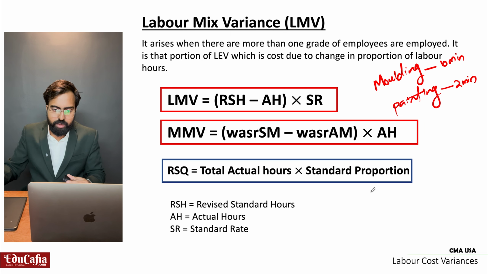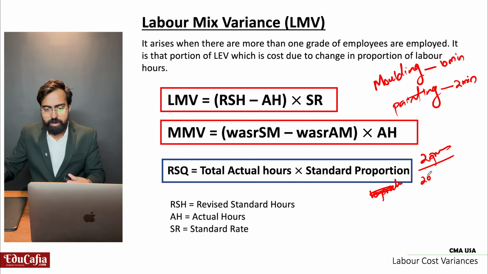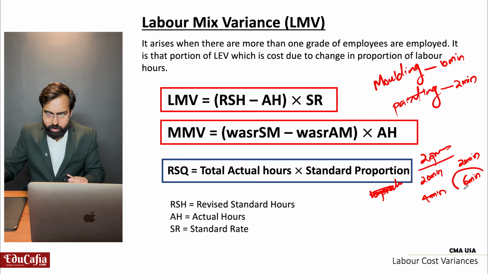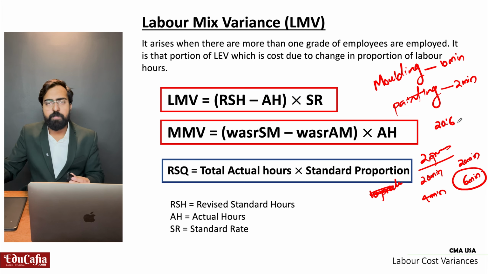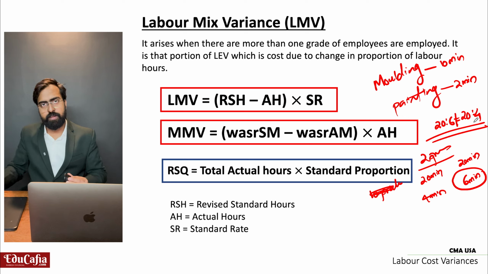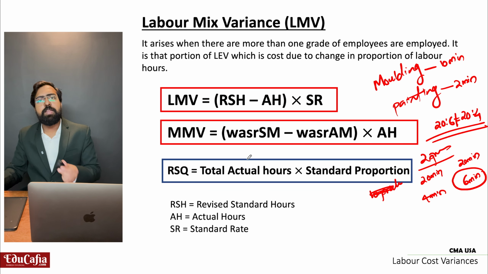If you are producing 2 products, then it should be 20 minutes and 4 minutes. But instead of that, you took 20 minutes for molding, but for painting I am taking 6 minutes. That is 20:6, which is not equal to 20:4. So here there is a mix difference. So here mix variance is also there.